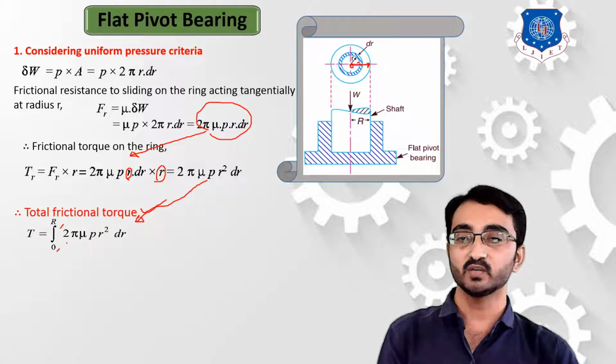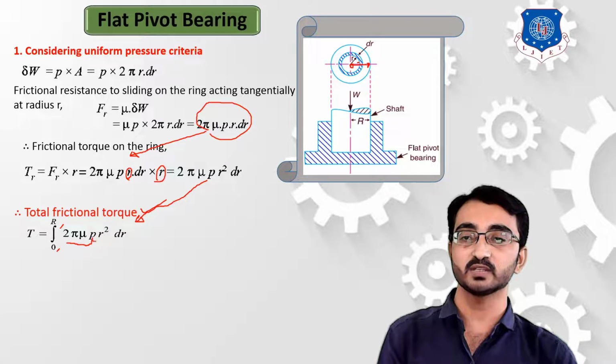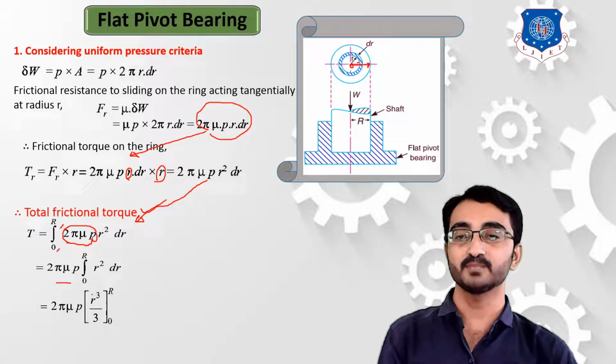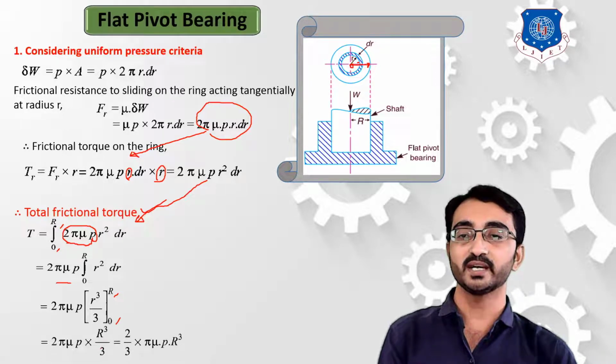Now in this equation, the terms 2 pi mu P are constant because over here we have considered that it is a uniform pressure theory. So the terms 2 pi mu P will come out and you have to integrate r square. Integration of r square is equal to r cube by 3. By putting the lower limit and upper limit from 0 to R, we can derive the equation. If we put the upper limit, it will be R cube by 3 and the lower limit is 0. So your equation will become 2 pi mu P R cube by 3.